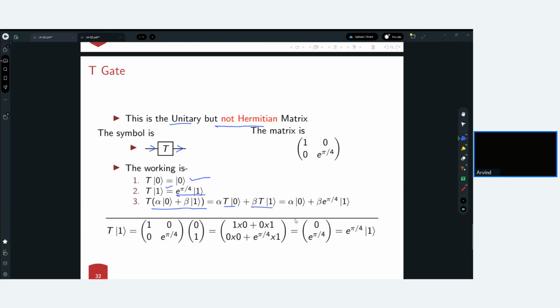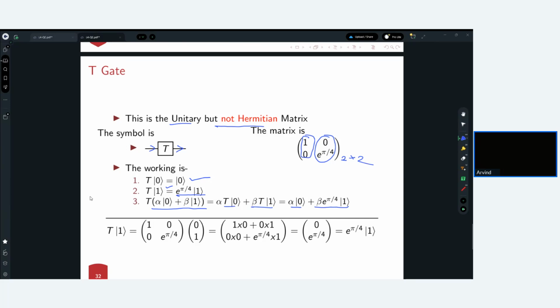If the input to the T gate is ket 0, it does not change, but if the input is the qubit 1, it is shifted by a phase of e to the power of i pi by 4. So the matrix for this T gate is like this. The first column is 1 0, and the second column is 0 e to the power of i pi by 4. The size of the matrix is 2 by 2.